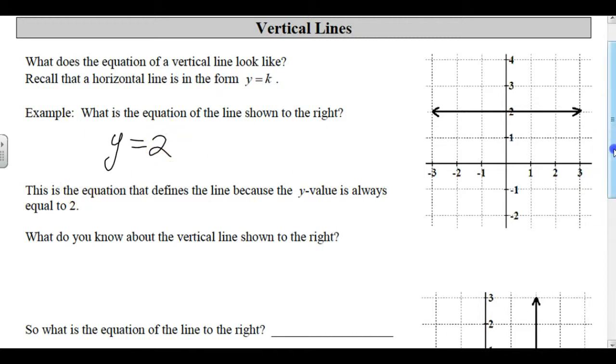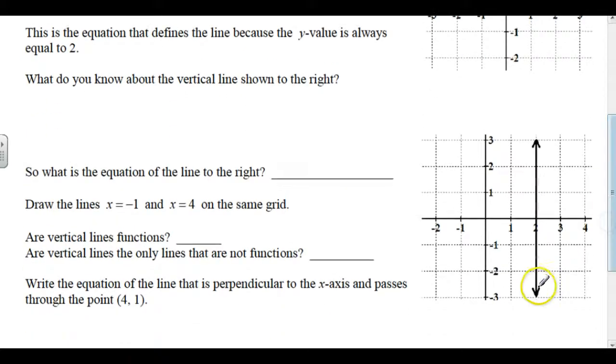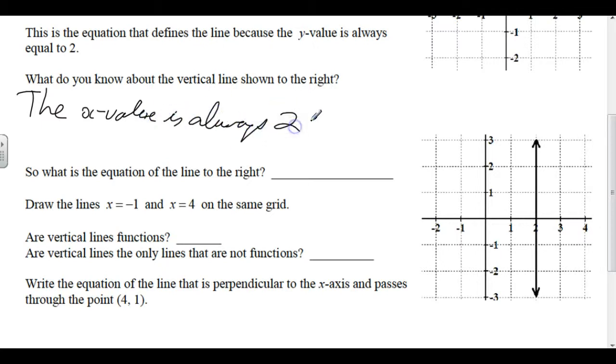What do you know about the vertical line shown to the right? Well, we know the x value is 2. The x value is always 2. So what's the equation? Well, x is 2. x equals 2.